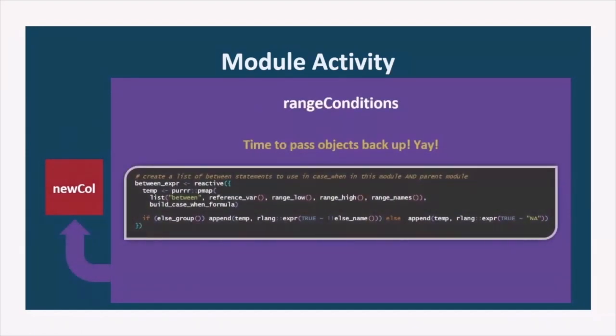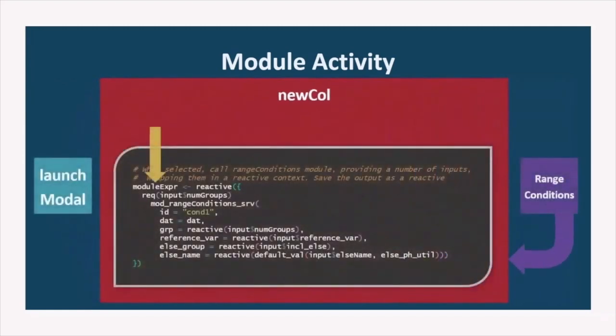All right, so that's all we needed to do at the range condition level. So now it's actually time to pass those values and objects back up. Specifically, the between expression is what we're interested in using. So let's pass that back up to new call. You can see that the output from the range conditions module we called module expression. So now we're going to use that elsewhere.